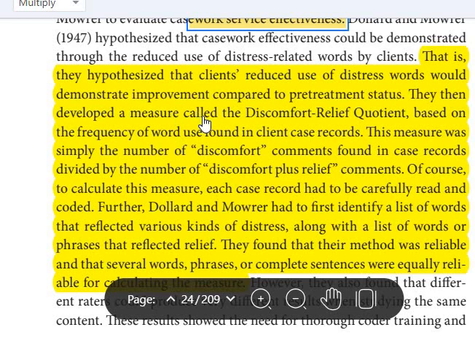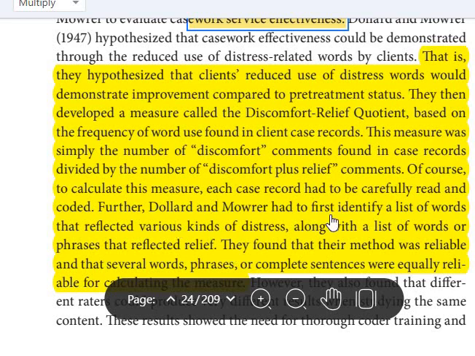They then developed a measure. What was the measure's name? It was called the discomfort relief quotient, based on the frequency of word use found in client case records. This measure was simply the number of discomfort comments found in case records divided by the number of discomfort plus relief comments. Of course, to calculate this measure, each case record had to be carefully read and coded.